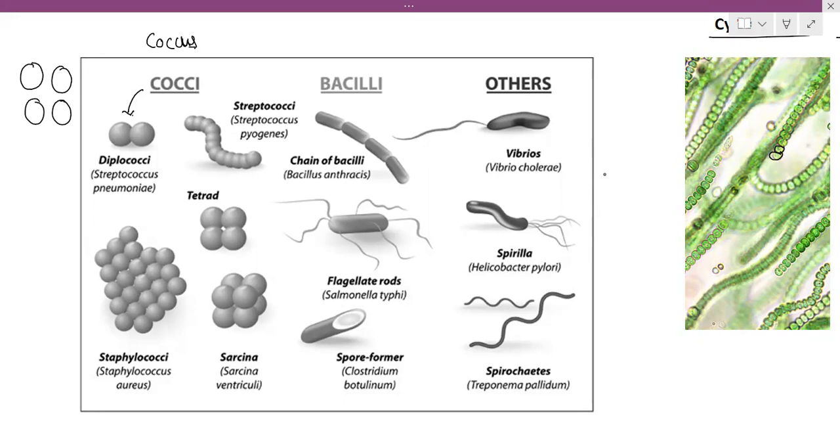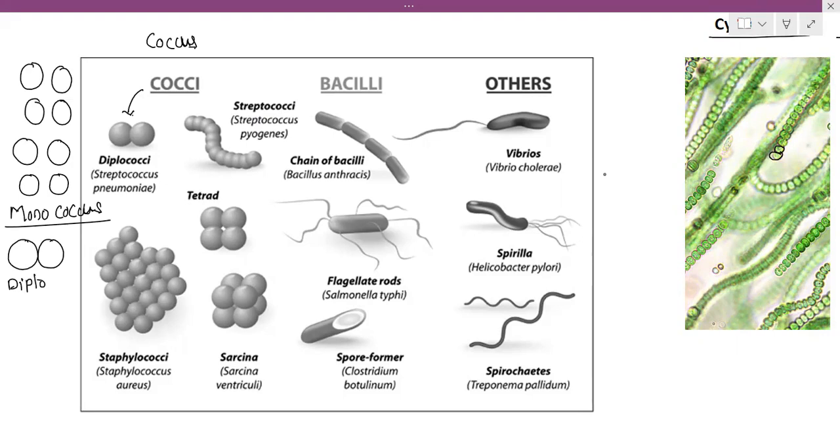Now, suppose a coccus bacteria is living single, alone, separately. Then it is called mono. Mono means one. Monococcus. Suppose two bacteria are living attached to each other. Two means diplo. Diplo means two. Two remain attached to each other, that's why they are called diplococci.